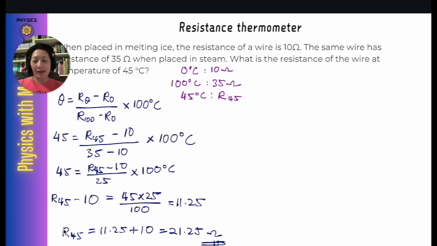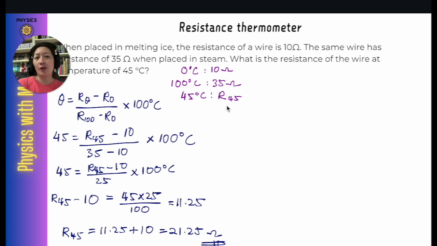Before you say, yay, I've got the answer, always check, is this a logical value? So we know that the resistance at 0 is 10, and the resistance at 100 degrees Celsius is 35 ohm. Because 45 is between 0 and 100, that means the resistance must be between 10 and 35. Then check, is 21.25 between 10 and 35? Yes, it is. So there is a high chance that this is correct. And in this case, yes, it is correct.